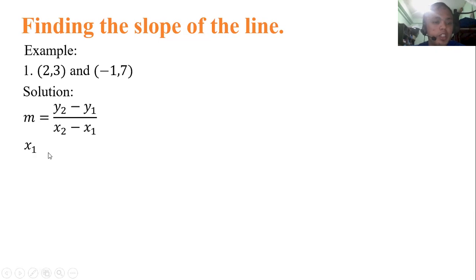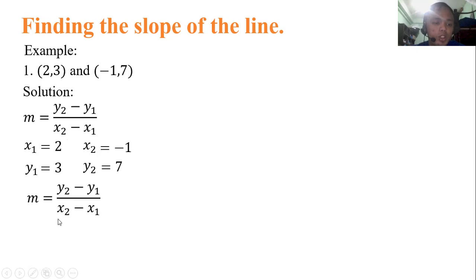Isasaysay natin yung coordinates para hindi malito. X sub 1 is 2, x sub 2 is negative 1. Then your y sub 1 here is 3, y sub 2 is 7. Now, kompleto na yung mga coordinates. Substitute na lang. Substitute your y sub 2 to 7, your y sub 1 to 3.